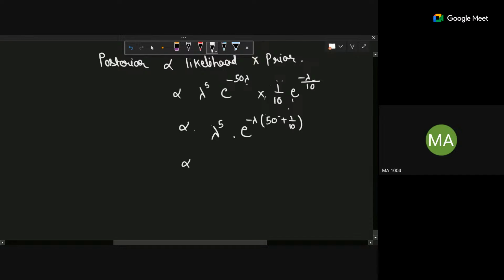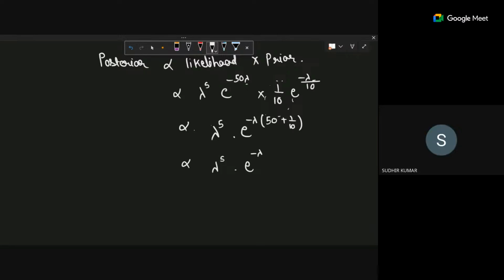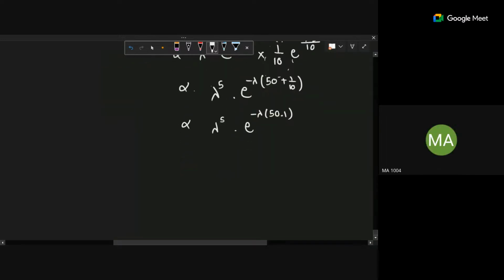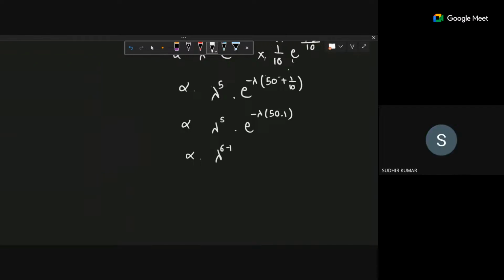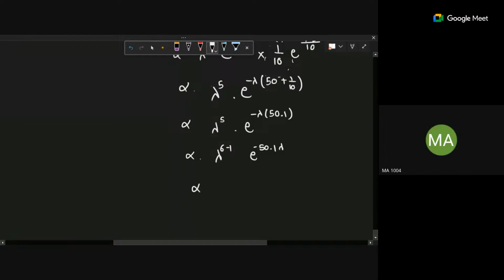So that is lambda raised to the power 5. Does it look similar to something? Yes, ma'am, it is gamma alpha beta. So what will be our alpha and beta there? Gamma 6, alpha is 6, and beta is 50.1, with e to the minus 50.1 lambda. So this posterior is following a gamma distribution.